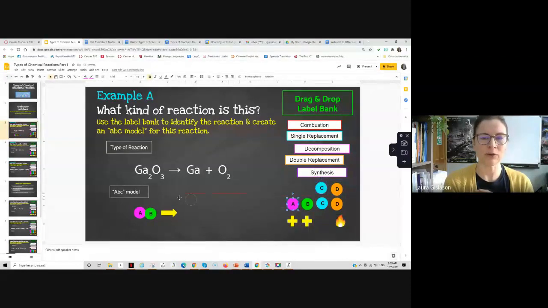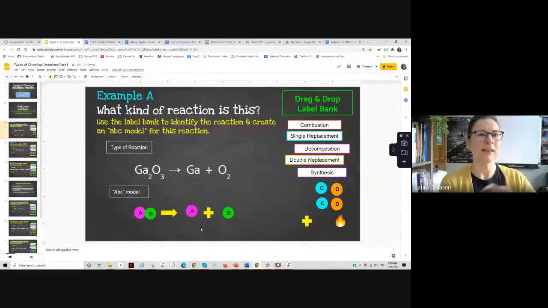So I already chose A for galenium here, so I'm going to use my A for galenium on this side. I'm going to grab a plus sign to show that now these two things are separate on the product side. Then I'm going to grab my B for my oxygen, okay?